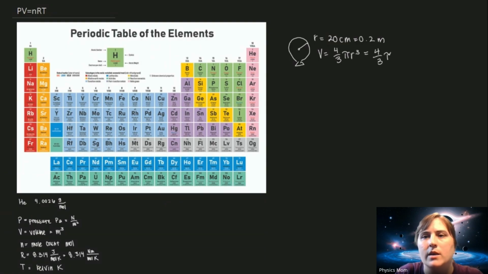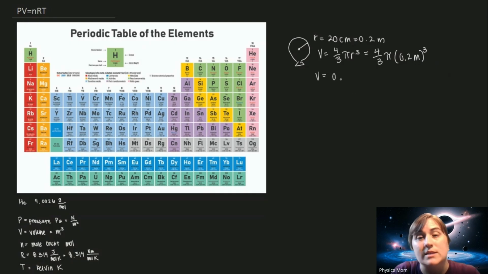4/3 pi, this would be 0.2 meters, all of that cubed. And this is a very small volume, but you've got to remember this is in units of meters, so it's going to be tiny. Balloons are small with respect to meters. Usually we would use centimeters or millimeters, but for the ideal gas law, we're going to keep it in meters.